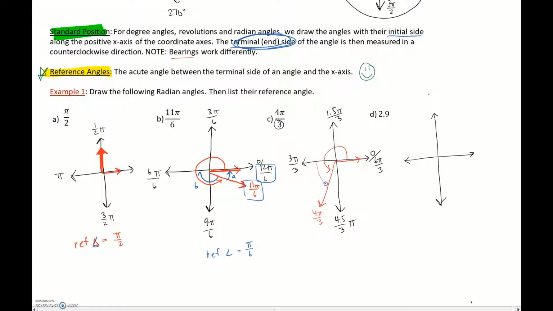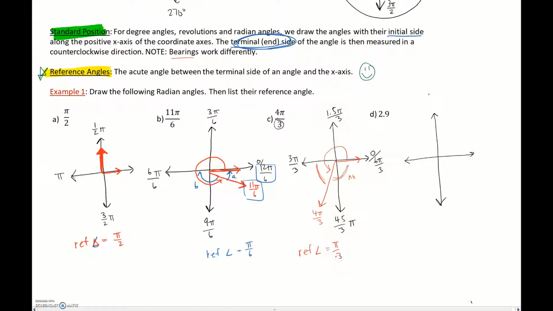Now, what is my reference angle? Well, it's this guy right here. It's not this long way. That's no good. So it's this shorter way. And what's the difference between 4 pi over 3 and 3 pi over 3? Well, that would be exactly pi over 3. So the reference angle is pi over 3.